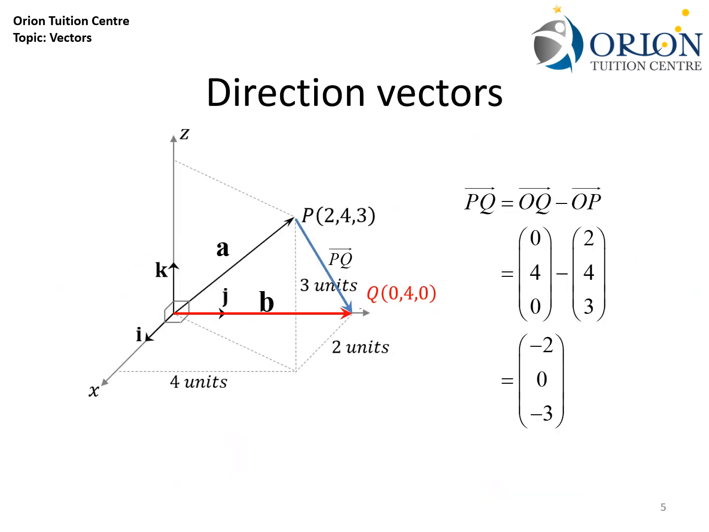If you are given 2 points P and Q and we want to find out the vector that brings us from point P to point Q, i.e. vector PQ, we can make use of this formula over here. PQ equals to OQ minus OP.